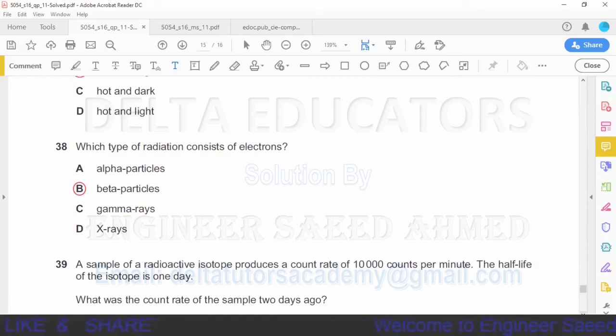Question number 38. Which type of radiation consists of electrons? Option A, alpha particles. Option B, beta particles. Option C, gamma rays. Option D, X-rays.